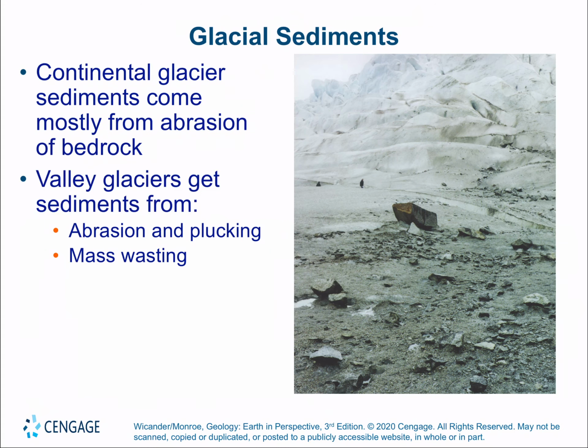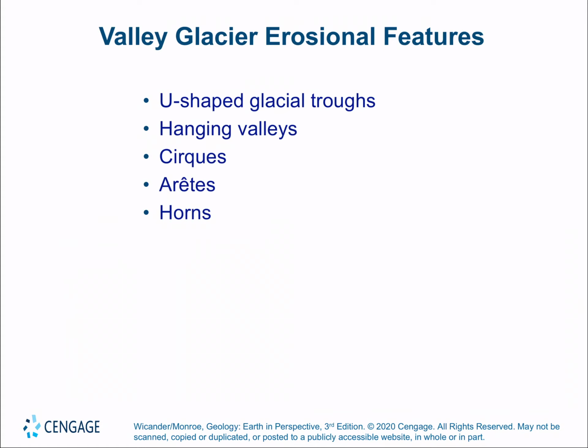Now, in regard to sediment, most of the sediment we see in continental glaciers comes from abrasion of your bedrock. Most of our sediment we see in valley glaciers comes from the abrasion and the plucking, as well as the mass wasting. This picture on the right shows you some debris from a glacier in Alaska. Now, glaciers have erosional features, and there's certain features that are related to valley glaciers and continental. Let's go through this list on those that are related to valley glaciers.